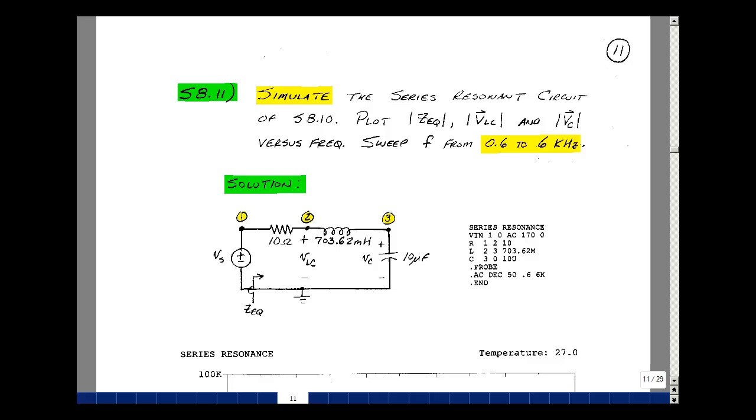This lesson deals with supplemental problem 811. You can find this problem in the ECE202 ebook in the Chapter 8 supplemental problem starting on page 11. Let's take the circuit from supplemental problem 810 and let's simulate it with PSpice.